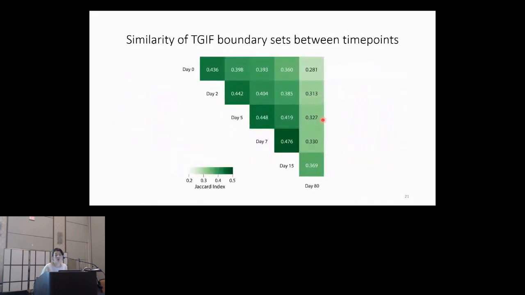We also measure the similarity or the overlap of boundary sets between pairs of time points using Jaccard index. So a higher Jaccard index corresponds to a larger overlap in the boundary set between a pair of time points. And we see that adjacent time points share more boundaries as expected, and the fully differentiated cardiomyocytes at day 80 have the most distinct boundary sets.